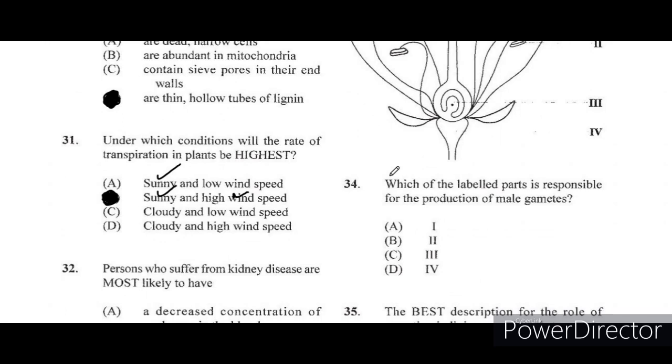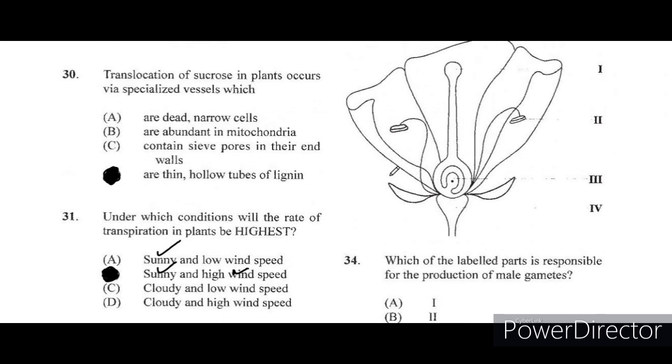Which of the labeled plants is responsible for? I swear my brain be glitching. It says which of the labeled plants. It's not plants, it's parts. Why do you keep saying plants when you see parts right there? Which of the labeled parts is responsible for the production of male gametes?